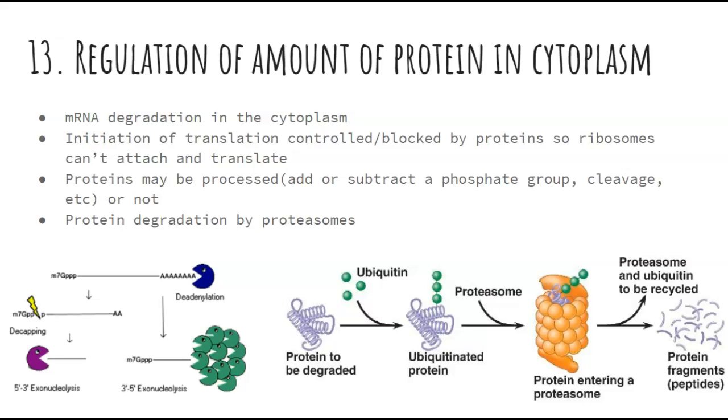The protein can be processed in any kind of way, which your book talks about, or your protein can just be broken down by these special things called proteasomes. So these are just different ways that your cell can control the amount of protein in the cytoplasm. So those are the answers.